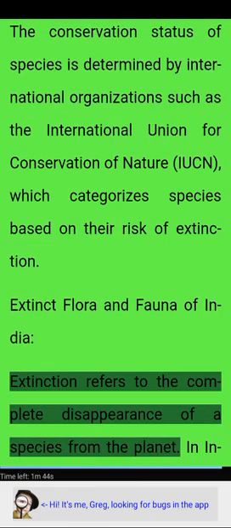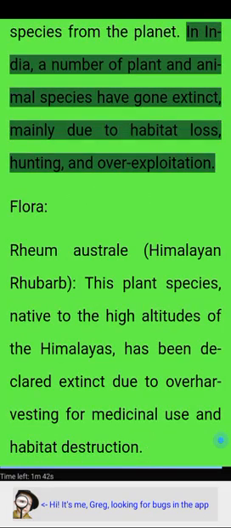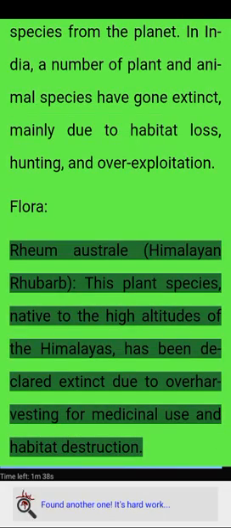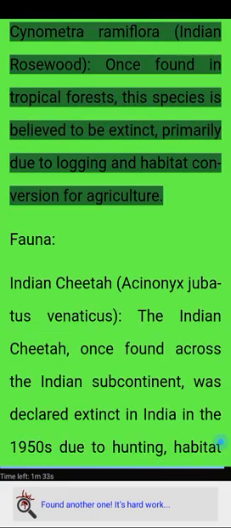Extinct flora and fauna of India. Extinction refers to the complete disappearance of a species from the planet. In India, a number of plant and animal species have gone extinct, mainly due to habitat loss, hunting, and overexploitation. Flora. Rheum australis, Himalayan rhubarb. This plant species, native to the high altitudes of the Himalayas, has been declared extinct due to overharvesting for medicinal use and habitat destruction. Cinnametra ramiflora, Indian rosewood, once found in tropical forests. This species is believed to be extinct, primarily due to logging and habitat conversion for agriculture.